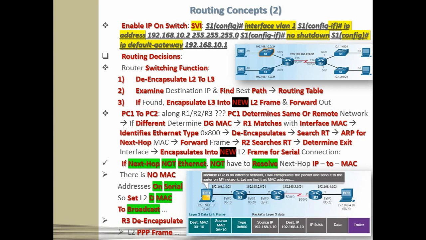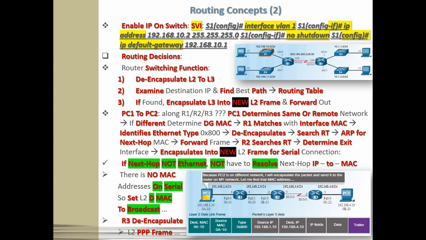To get to the IP inside the data portion of the Ethernet frame, we need to de-encapsulate the frame. And that is what happens now. R2 de-encapsulates the Ethernet frame in order to expose the IPv4 packet inside the data portion of it. So it removes the header and the trailer from the beginning and the end of the Ethernet frame to get access to the actual IP packet inside the frame.